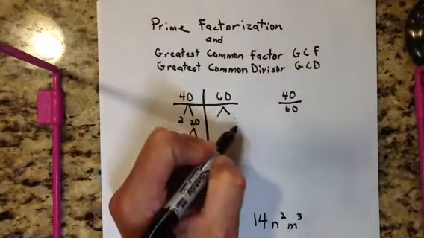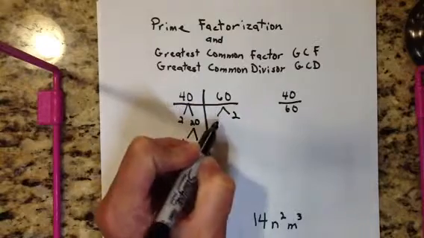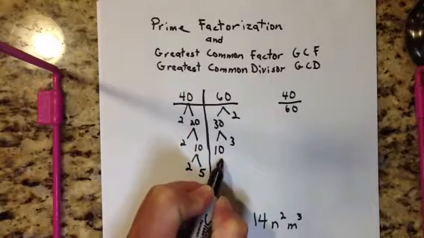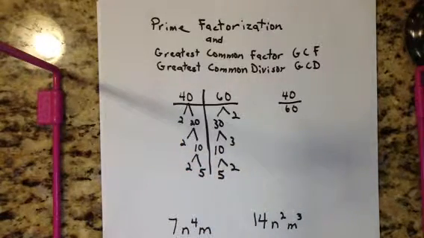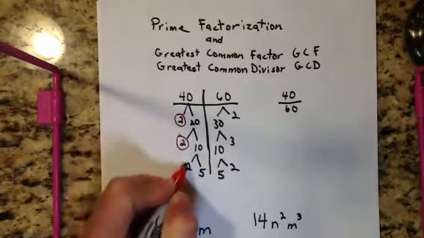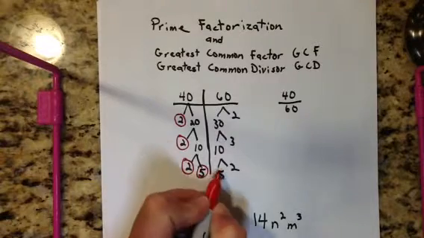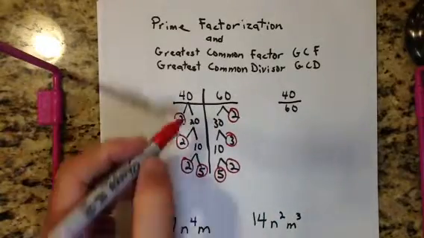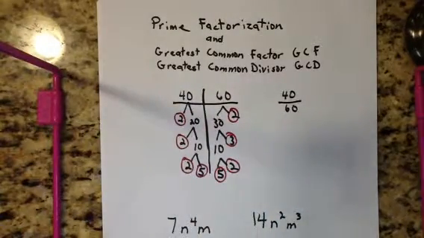I have 2 and 30, 3 and 10, 2 and 5. Now what I want to do is identify my prime factors. Okay, so this one's prime, this one's prime, this one's prime, this one's prime. Over here, this one, this one, this one, this one. So by always arranging so your primes are on the outside, it makes it easy to identify them later.